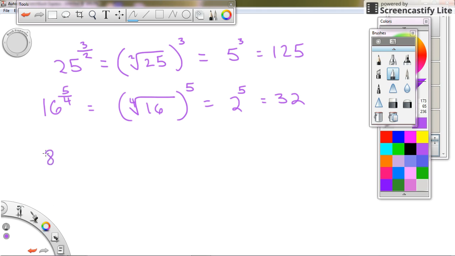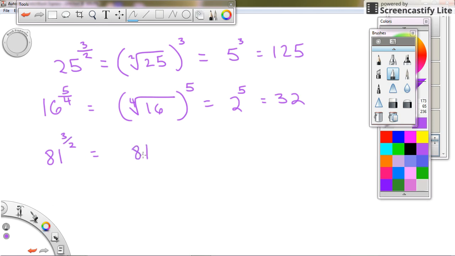Let's do another one. 81 to the 3/2 power. Now, I'm going to let you know you could take 81 to the 3rd power and then take the square root, but that's way, way more difficult and way more complicated. And you probably couldn't do that without a calculator. This way is easy. Always take this root first.